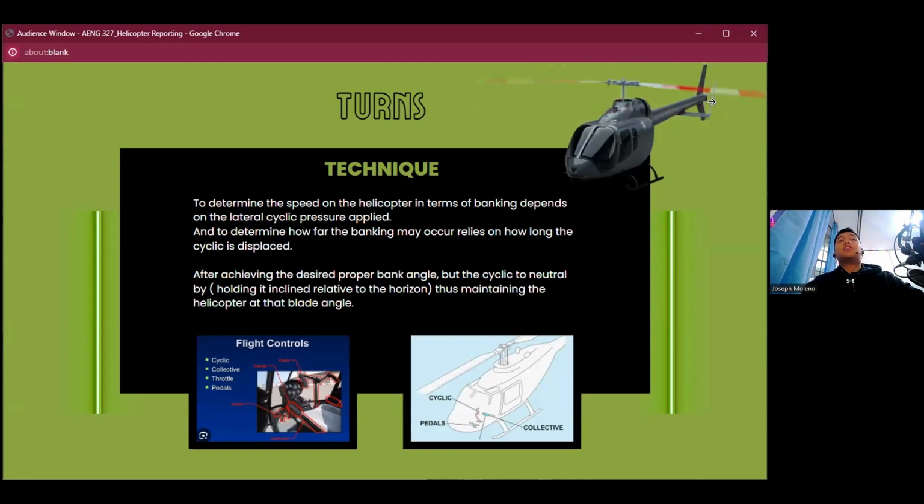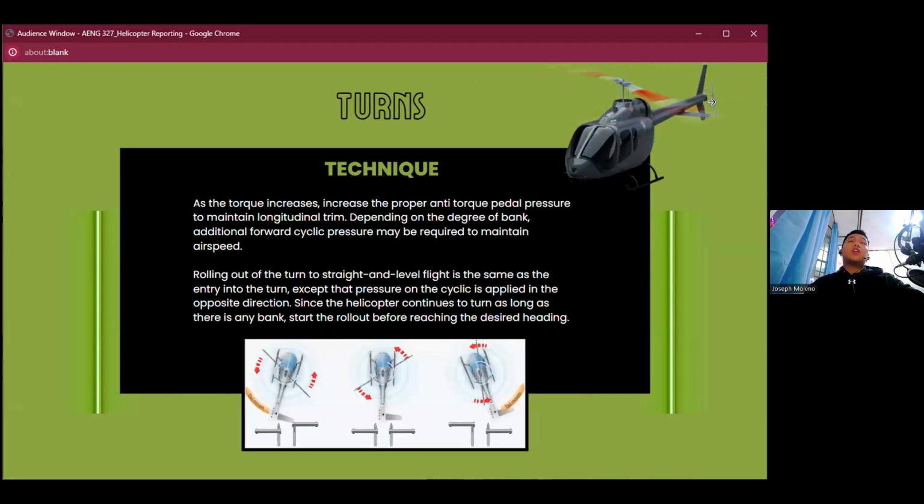After achieving the desired bank angle, put the cyclic to neutral, holding it inclined relative to the horizon, thus maintaining the helicopter at the bank angle. The pictures below show the different types of controls used while turning. As the torque increases, increase the anti-torque pedal pressure to maintain the longitudinal trim. Depending on the degree of bank, additional forward cyclic pressure may be required to maintain airspeed.